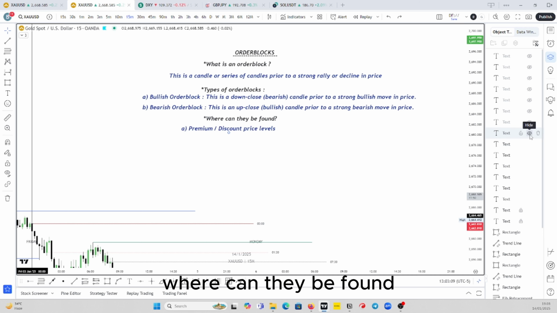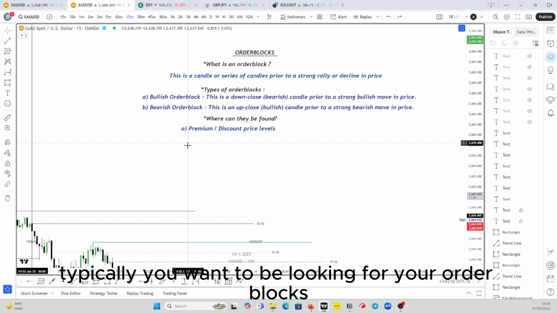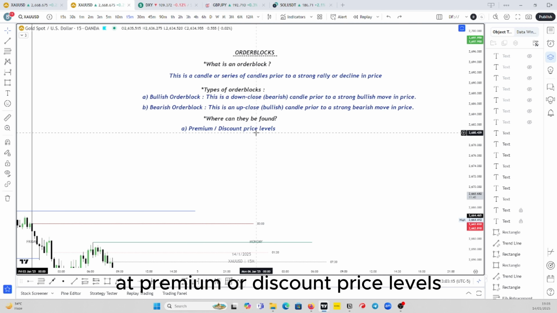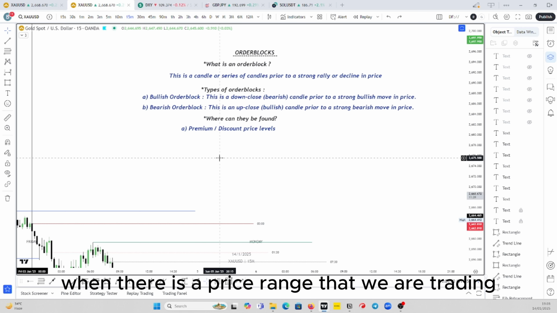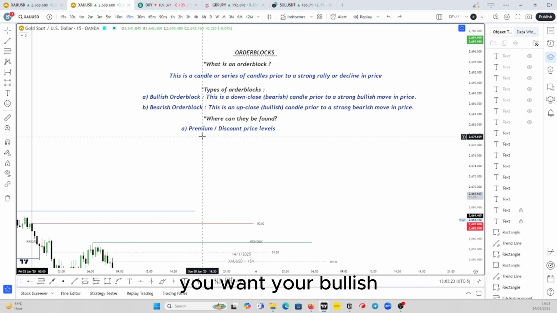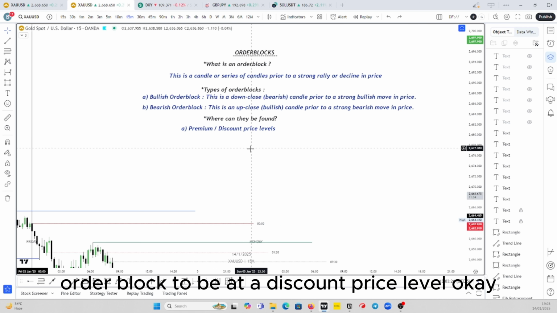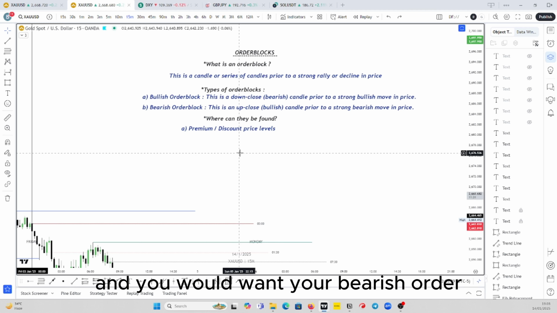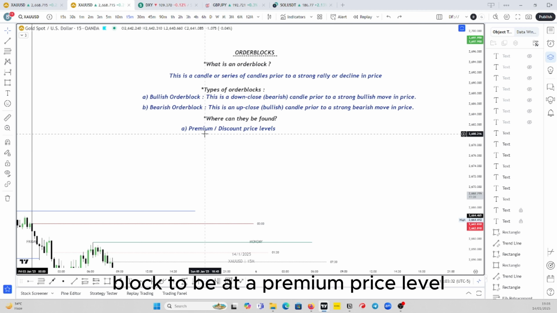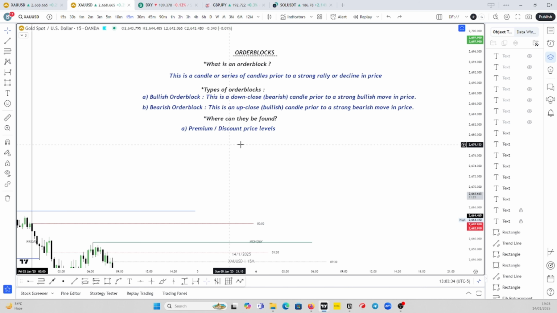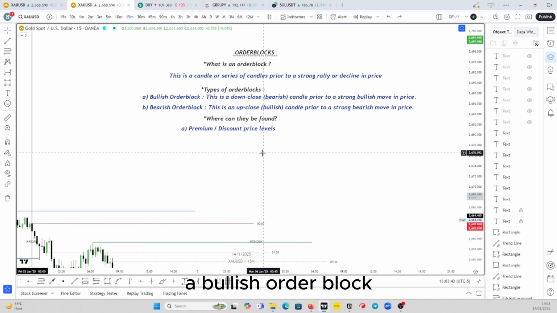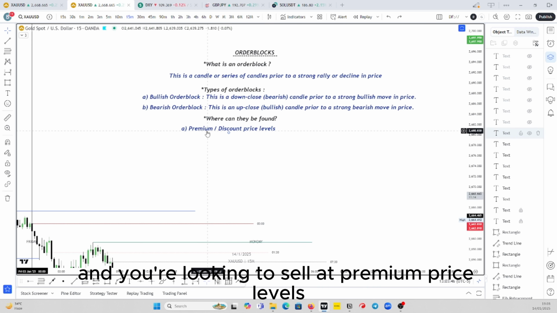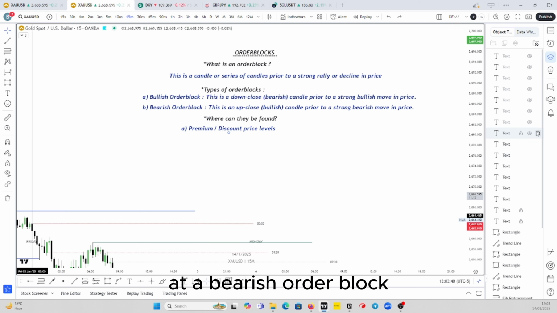Where can they be found? Typically, you want to be looking for your order blocks at premium or discount price levels. What that means is when there is a price range that we are trading, you want your bullish order block to be at a discount price level, and your bearish order block to be at a premium price level. It goes without saying, buy low, sell high. So you're looking to buy at discount price levels at a bullish order block, and sell at premium price levels at a bearish order block.